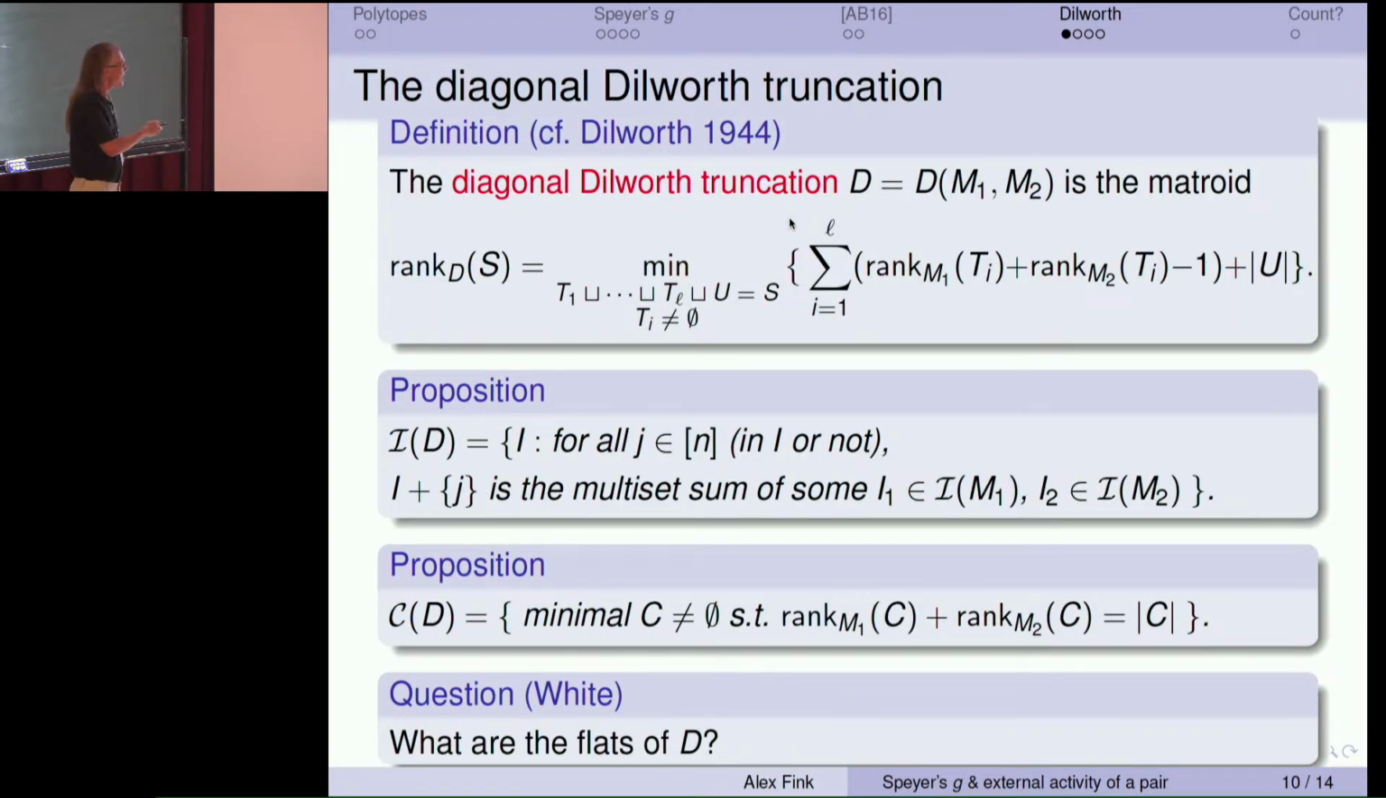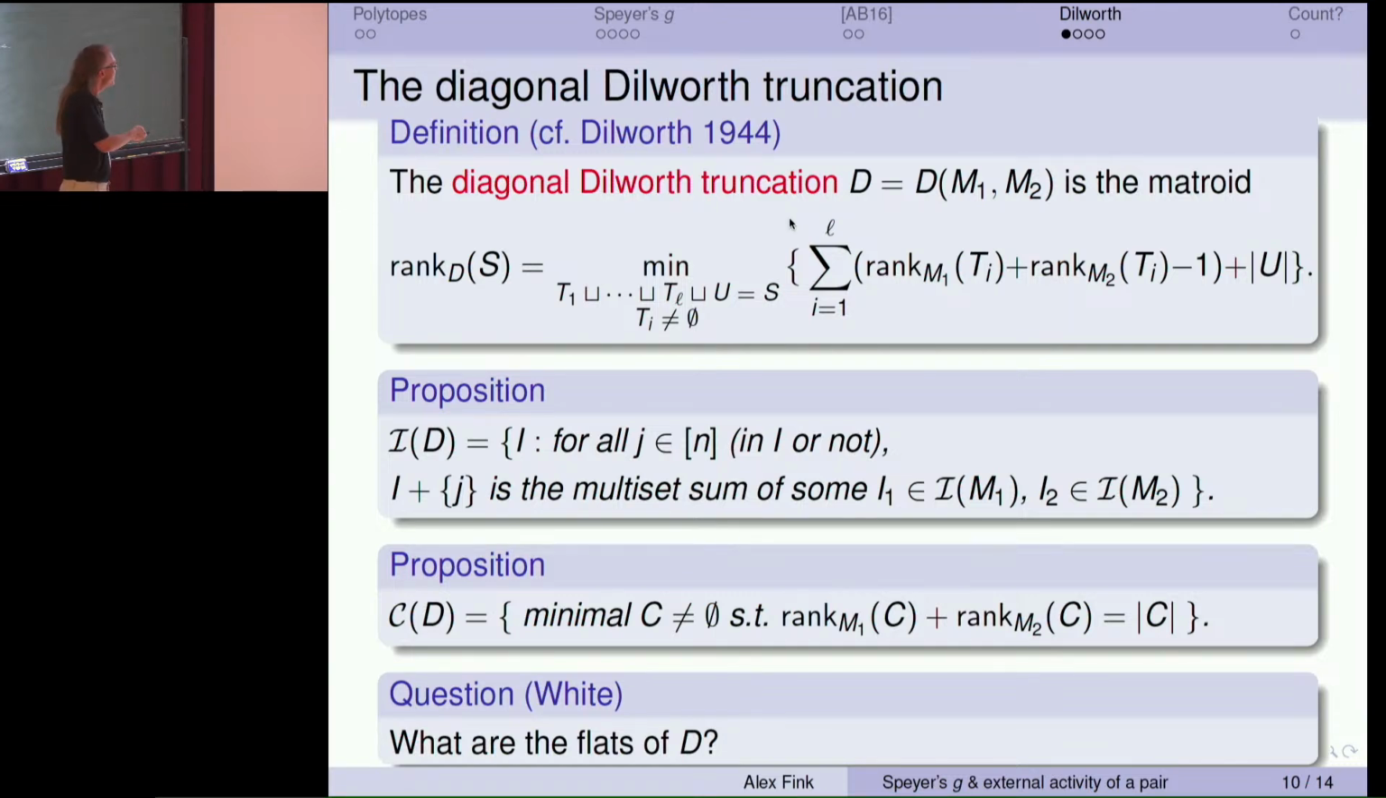If you like Edmonds, you can parse this definition, but you have a very nice description of its independent sets. Its independent sets are almost the matroid union, right? Its independent sets are all sets which, if you add an element, repeated or not, you can always partition into independent sets in each. Its circuits are the minimal things where the sum of the two ranks is the size of the circuit. Lovely descriptions there. We'd like to have a nice description of the flats so we could do Bergman fans. We don't know one. White asked if there's a good one. I'd love it if anyone knows one.